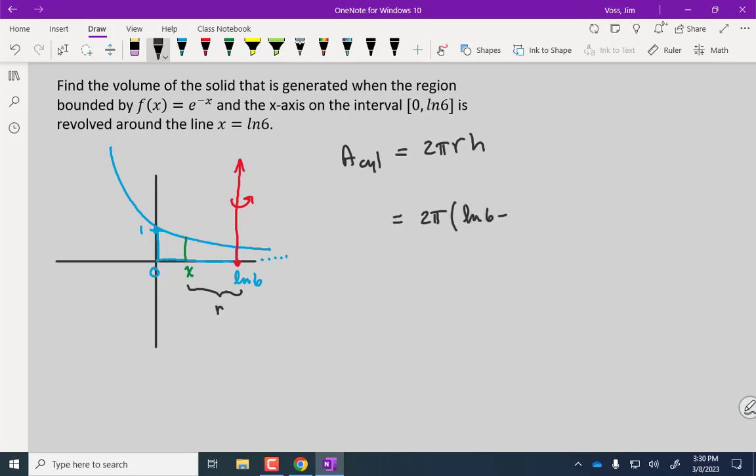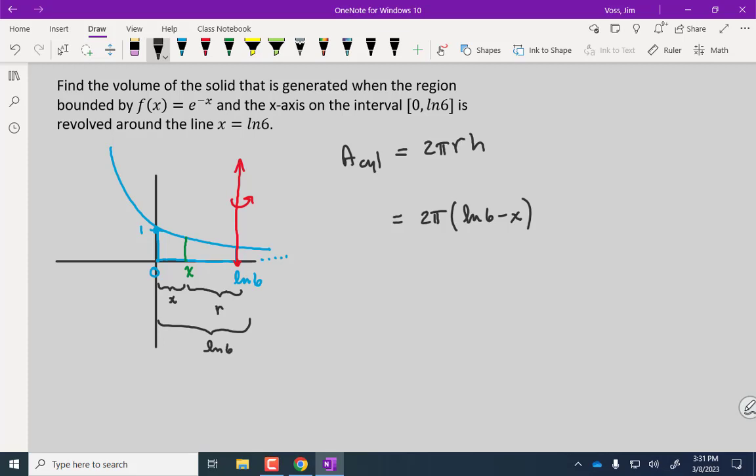Bingo. When would it just be x? If it's rotating around the y-axis, so this x is measuring that distance right there. If we were rotating around the y-axis, then that x would also act like the radius. But if we're rotating around this line, there's our radius, and that's a horizontal distance, so we take the right x-coordinate minus the left x-coordinate. Right minus left. This distance in here is x, and this distance right there is natural log of 6. So the radius is natural log of 6 minus x.